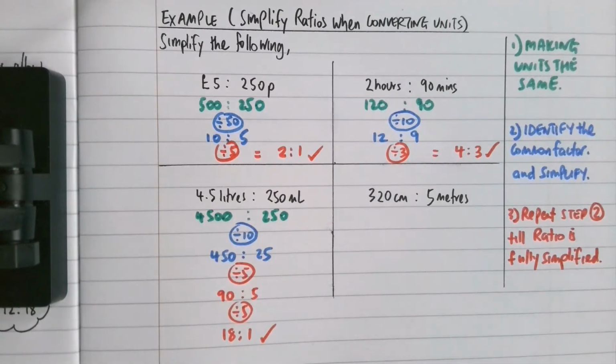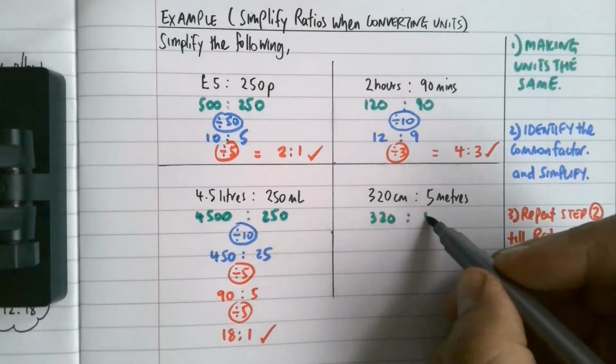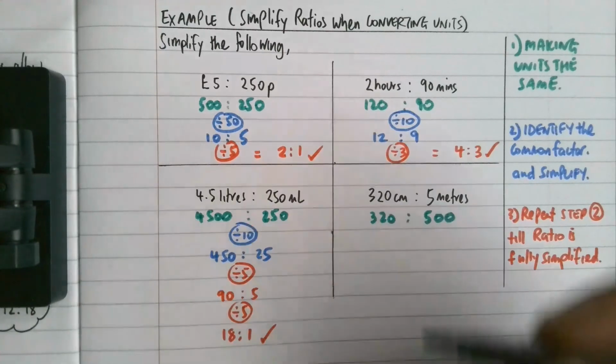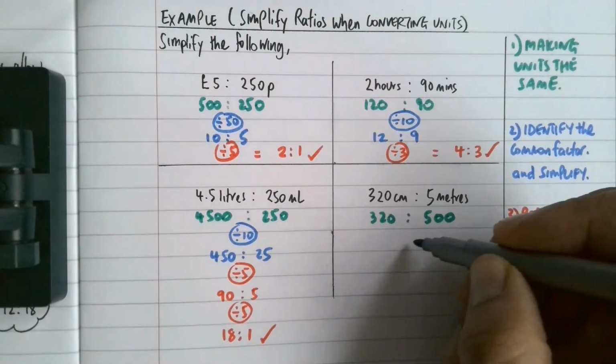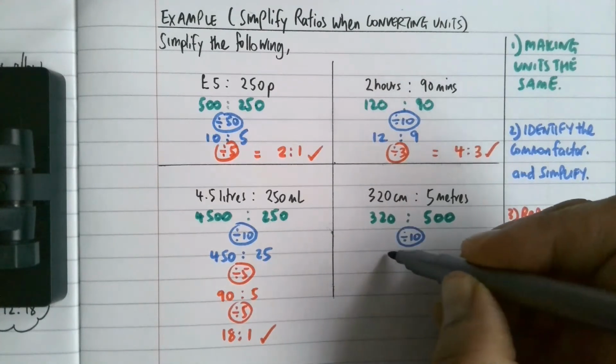1. And for the last one, I know that there's 100 centimeters in a meter, so I can write the ratio as 320 to 500. Again, dropping the units. Now the units are the same on both sides of the ratio. Then I start identifying the common factor, so then I can simplify. So I've got dividing by 10.